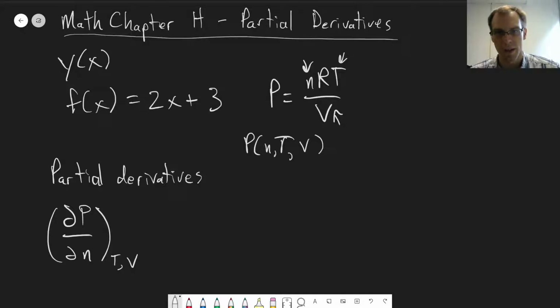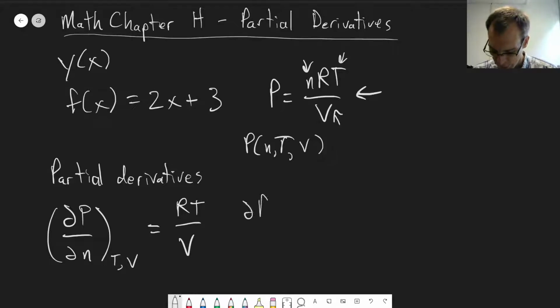To do this derivative, we would just treat T and V as if they were constants in the equation. If we look back at our original equation, we take the derivative with respect to n. We can treat R, T, and V as all being constants. Then this would just be like a constant times x, and so we just get the constants that are left over. So the derivative here would just be RT over V. Doing partial derivatives uses the same rules you've learned for all the other derivatives, so this is fairly straightforward. We can do this as well for the other variables.